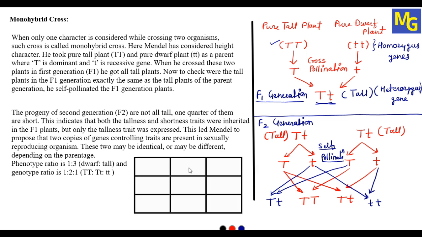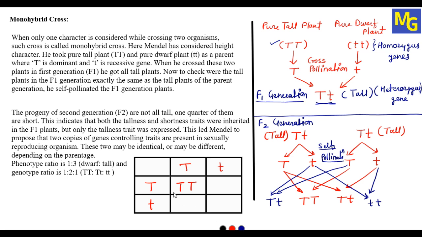Now with the help of the checkerboard, first write down the genes. One is capital T, one is small t. Then on this side also write down capital T and small t. So these are the genes of the two plants. Now cross them. When we cross capital T and small t, when these two genes get mixed, what are we going to get? Capital T and capital T.